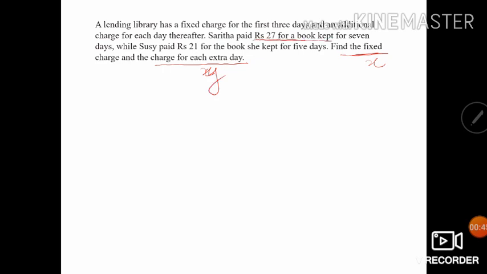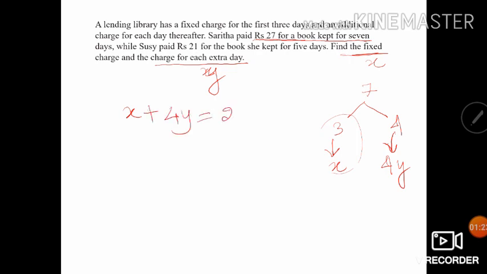She pays 27 rupees for keeping the book for 7 days. So, out of 7 days, the cost of keeping the book for 3 days is calculated as x, because this is a fixed charge for 3 days. Then the remaining days, that is 4, are charged at y per day. That means the total charge for 4 days will be 4y. So with this we can get our first equation. x plus 4y should be equal to the total charge she pays. This is our first equation.